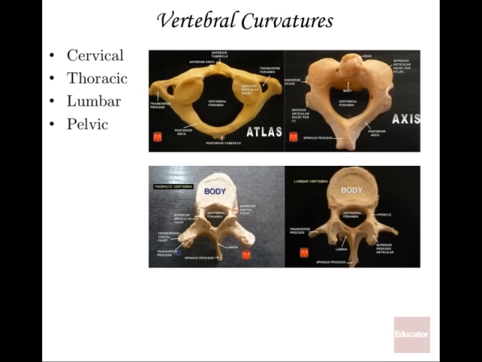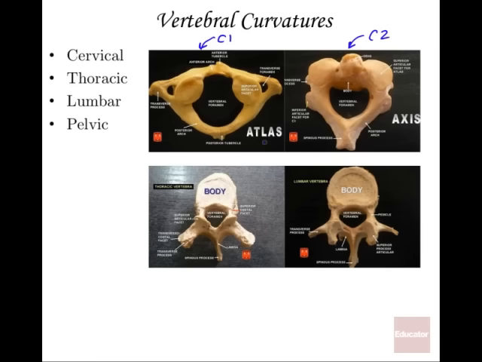That's why they have that separation. But I wanted to show you atlas and axis. Atlas is also known as C1, and this is also known as C2. So they're the top two, or most superior, parts of the cervical vertebrae.